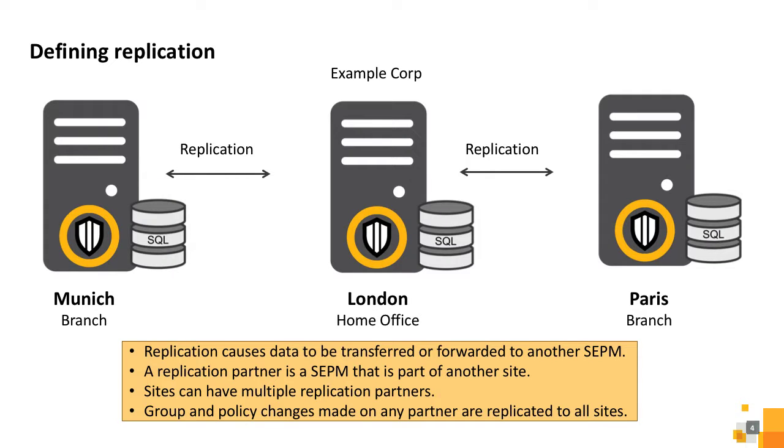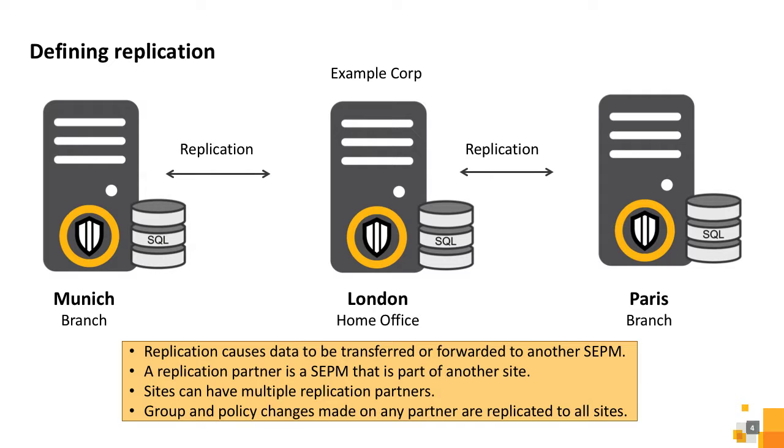Replication causes data to be transferred or forwarded to another SEPM. A replication partner is another SEPM that is associated with the local site. Changes in groups and policies, and if configured, logs, client packages, and content updates made on any replication partner are replicated to all partner sites.